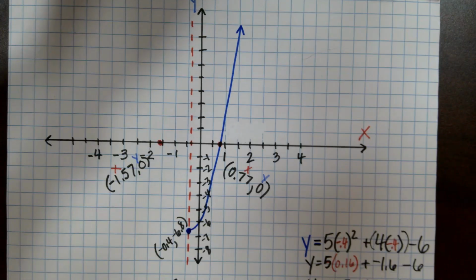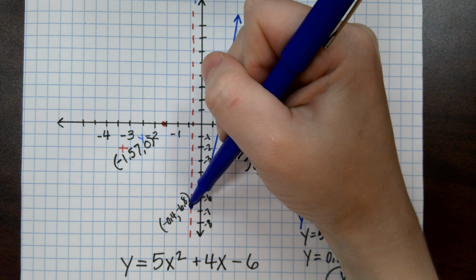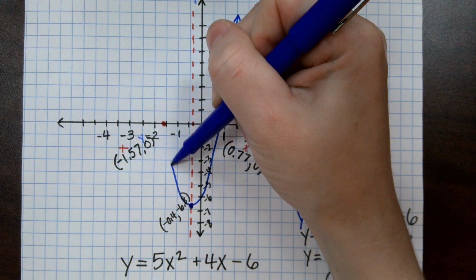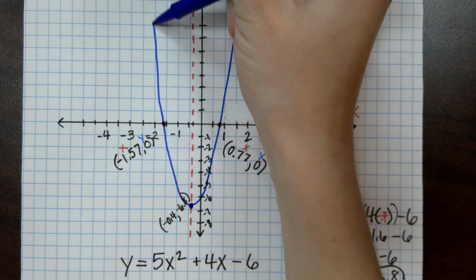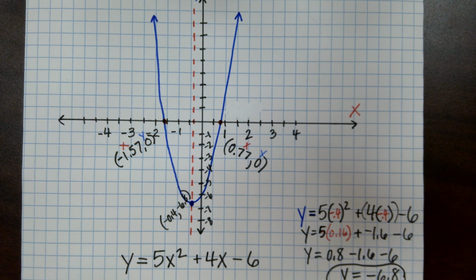I'll zoom out like this a little. And then we do the same thing on the other side. Curves up, goes through the x-intercept, like that. So, we graphed a quadratic equation. This is tough stuff, guys. It's very tough, and you're all doing a really nice job.